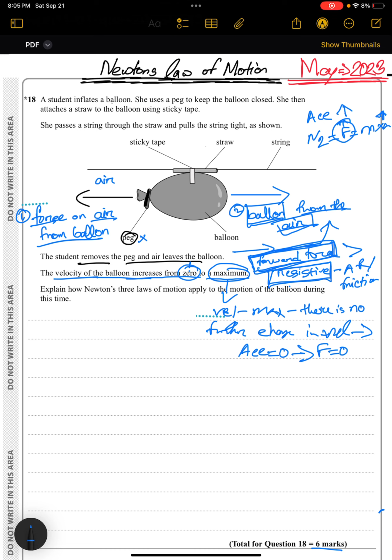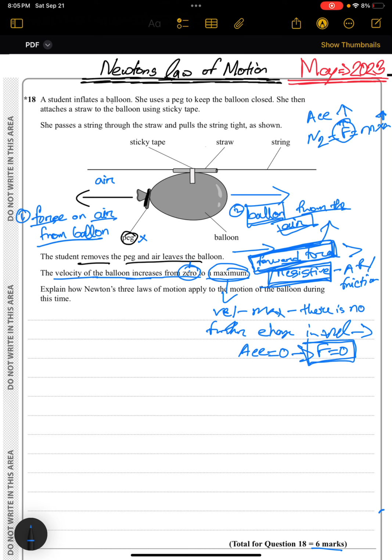At that time, the resultant force will become 0, because we had a resultant force before, when the forward force was greater than the resistive force. So in the next period of time, the resultant force will become 0, which will make the forward force equal to the resistive force.